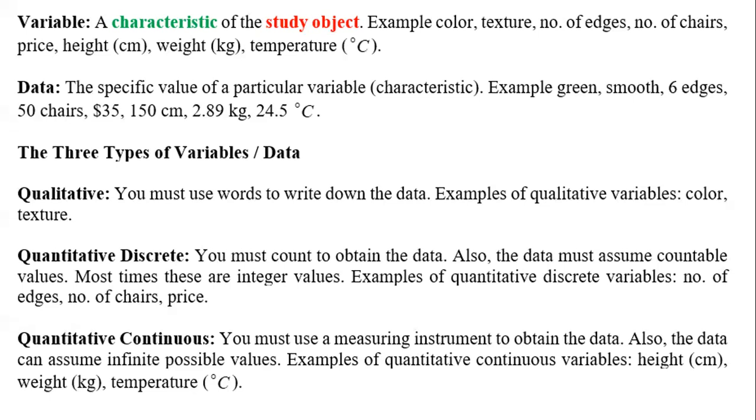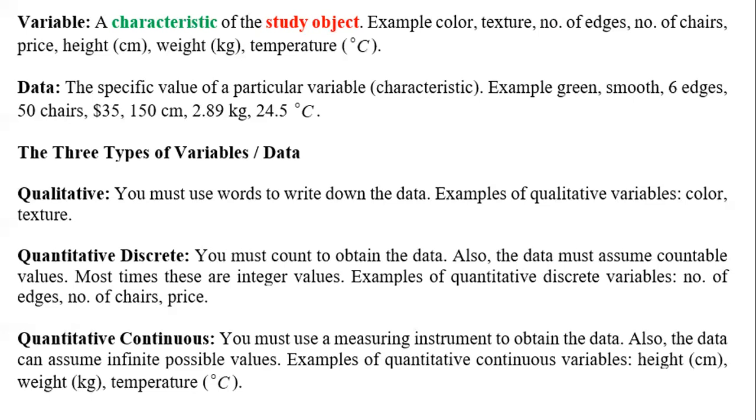Examples of quantitative discrete variables: number of edges, 6 edges, you have to count. Number of chairs, 50 chairs, you've got to count. Price, $35, you got to count, so that's quantitative discrete. And now you have quantitative continuous. You must use a measuring instrument to obtain the data. Also, the data can assume infinite possible values. Decimal points. Examples of quantitative continuous variables are height, 150 centimeters, weight, 2.89 kilograms, temperature, 24.5 degrees.